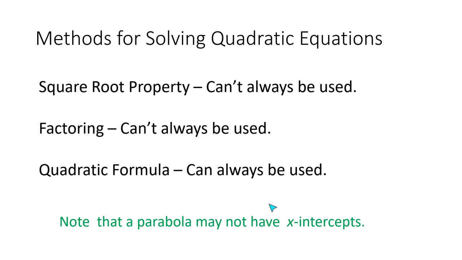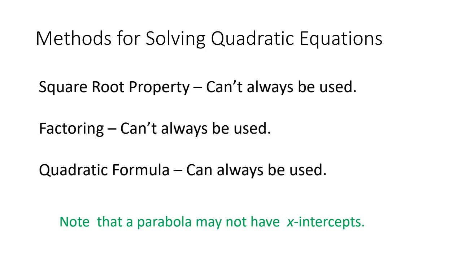So there are different ways to find those zeros. You can use the square root property, but it's not always going to be applicable. You can't use it all the time. Factoring is a good strategy too, but you can't always use it. And then we have the quadratic formula. The quadratic formula, you can use it always.